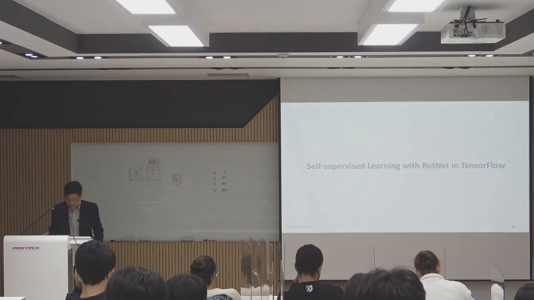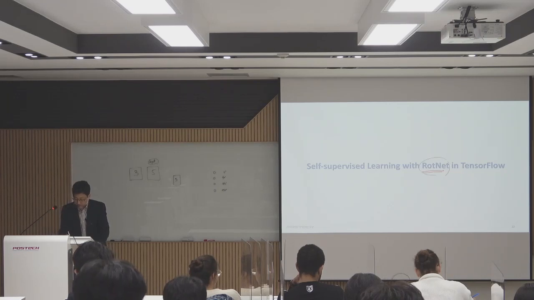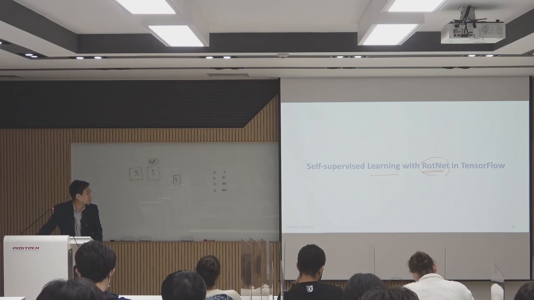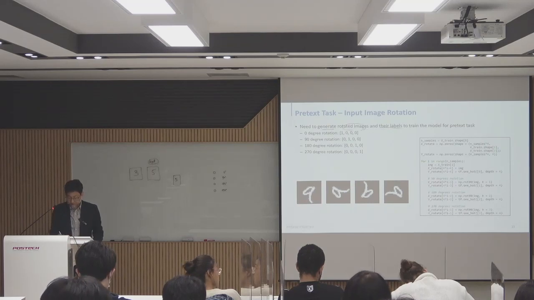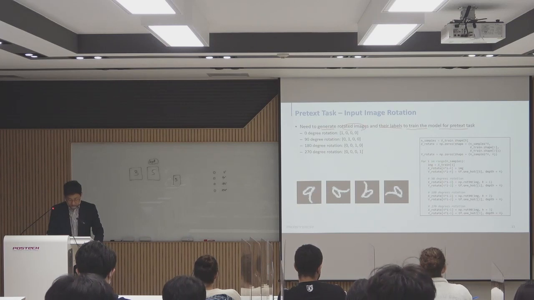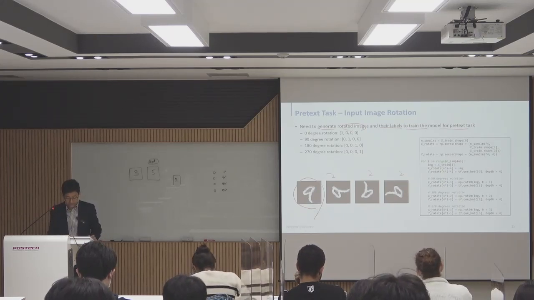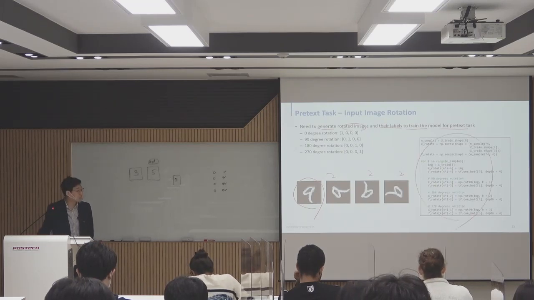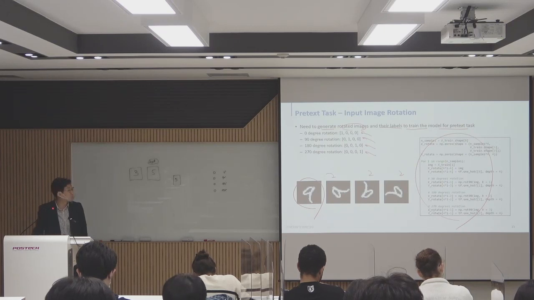I'm going to show you. We call this a rotation network, I don't know if it's RotNet or ROTNet, whatever. I'm going to show you how to implement self-supervised learning using the MNIST dataset. So let's see. We need to generate rotated images and their labels to train the model for the pretext task. Here in this example, we rotate by 90 degrees. This is the data generation part for the pretext task. And we use one-hot encoding to label it.